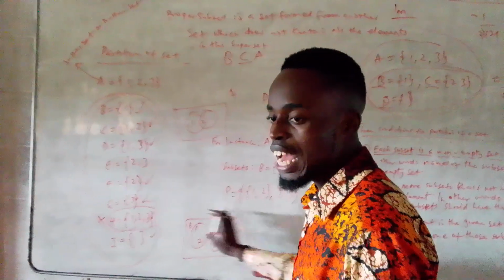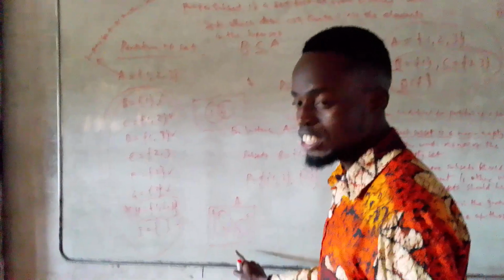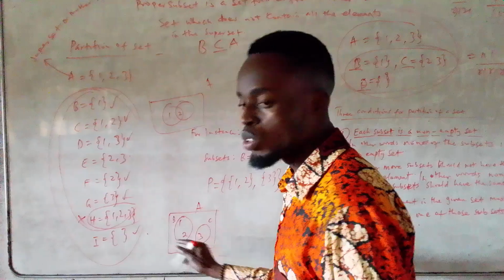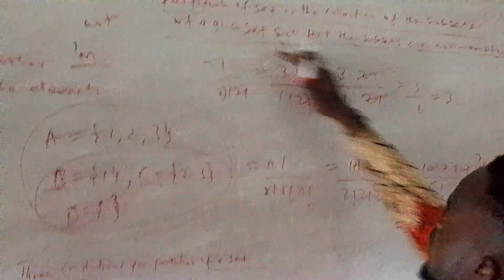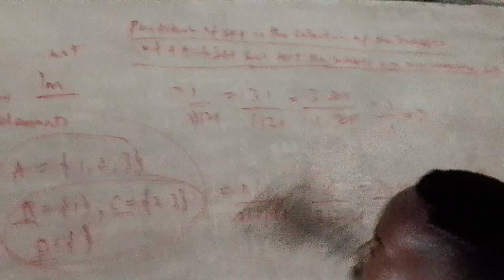To represent them in the diagram, the Venn diagram is going to be like this, such that the two circles are not overlapping. So one can also say, if you don't give this relation, that a partition of a set is a collection of subsets of a given set, such that the subsets are non-empty sets.